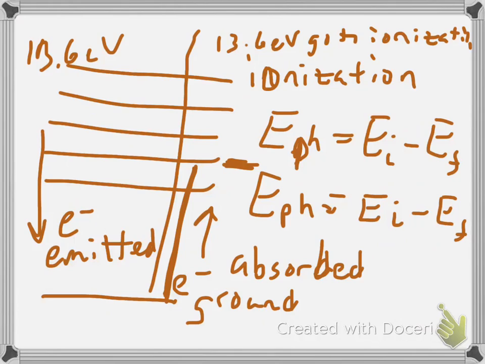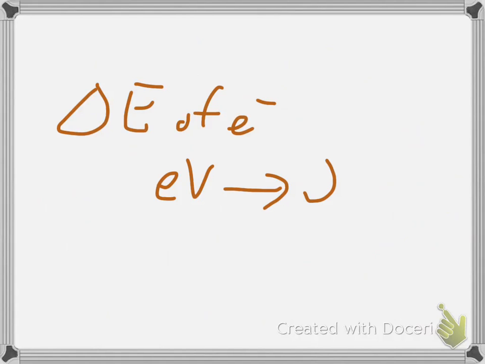Now, that change in energy of the electron, we can use that if we convert the electron volts to joules using the cover of your reference tables that tells you how many joules are in an electron volt. And then we can use that in the equation E equals hf, and we can find out the frequency of the photon that was emitted, and therefore find out what kind of light it emitted. Maybe it's a color, maybe it's ultraviolet, whatever it may be.